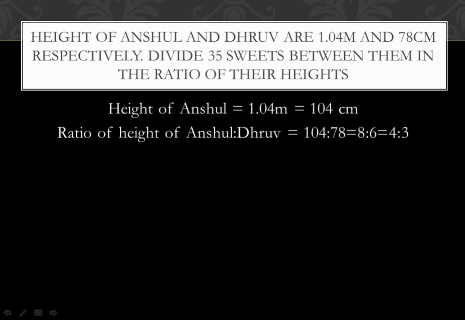Now both of them come in the table of 13. So I am dividing them with 13. So I will get 8 is to 6. Now both of them can be divided by 2. So I will get 4 is to 3. So the ratio is 4 is to 3.